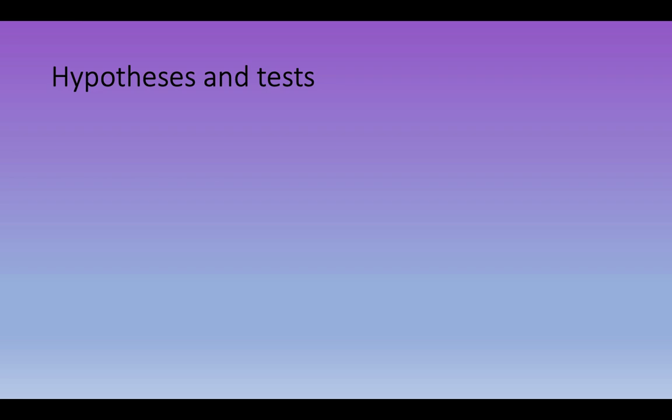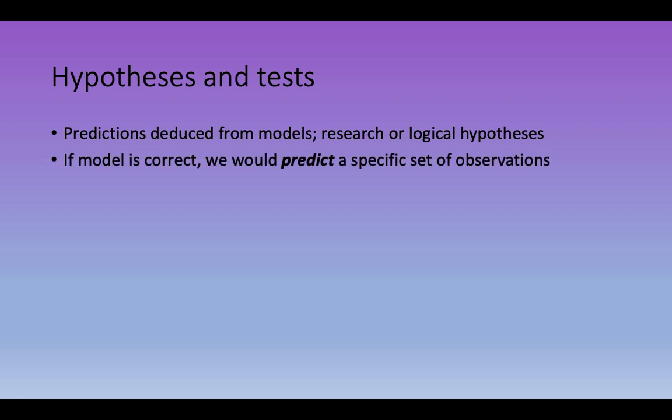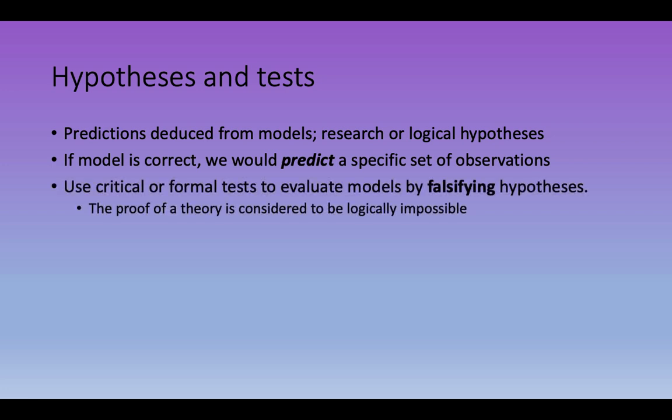So after we have our model, we think about how we might actually test it. What's our hypothesis and our test? Here, we have predictions that we deduce from these models. If these models are true, then we would expect to see certain observations. So if the model was correct, we would predict a certain set of observations. And then we use some sort of critical or formal test to evaluate those models based upon that predicted set of observations.